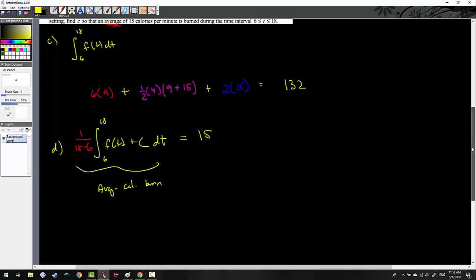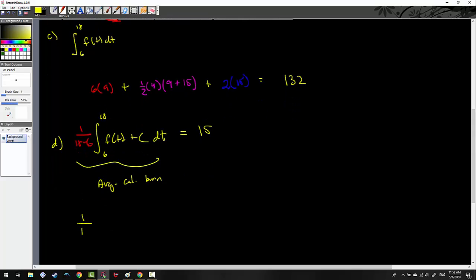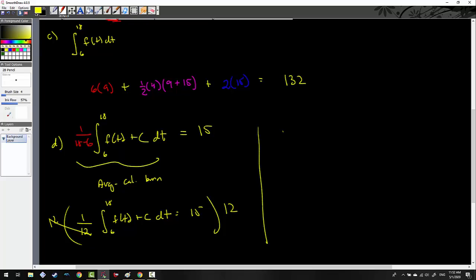So, how do I clean up this problem? Well, I call it 1 over 12, integral from 6 to 18 of f of t plus c dt equals 15. To make things easier, I'm going to go ahead and multiply both sides by 12. And what I get is the integral from 6 to 18. And I'm actually going to go and split up my integral, because at the end of the day, I'm going to solve for c anyway. And that's going to equal 180.